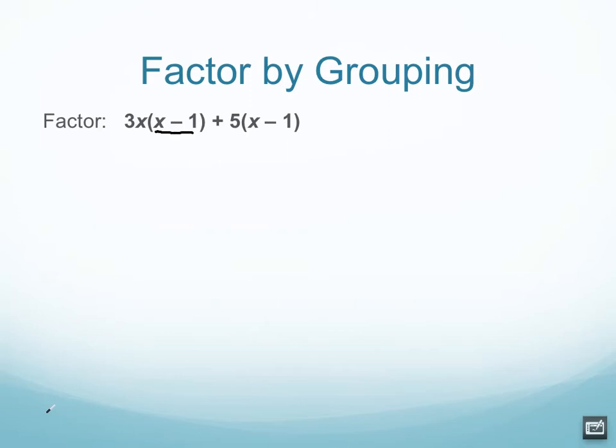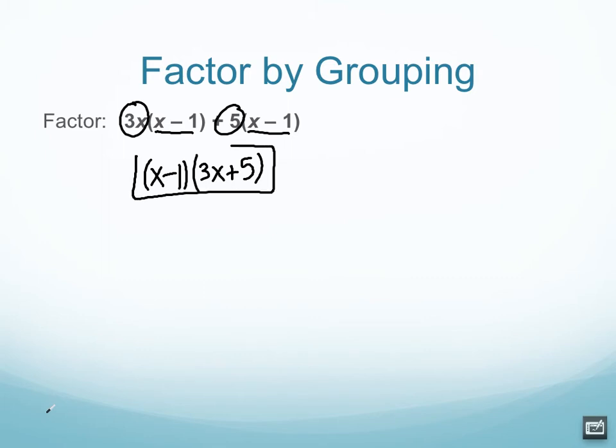I have 2 sets of parentheses that match. So I'm going to factor those out, x subtract 1. Second set of parentheses is what's outside, this 3x add 5. That's it. That's your final answer.